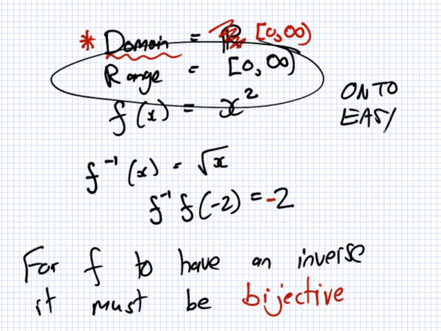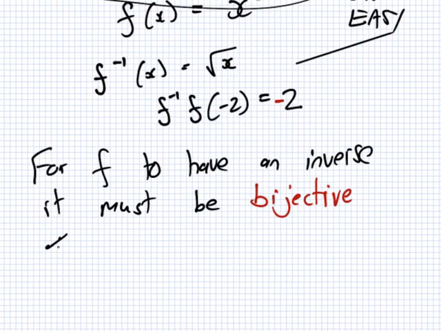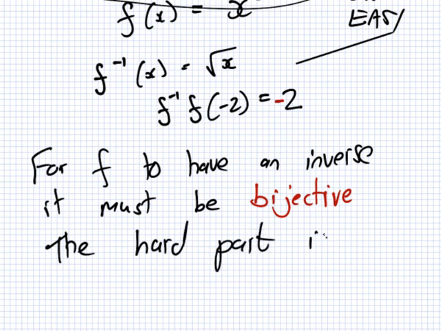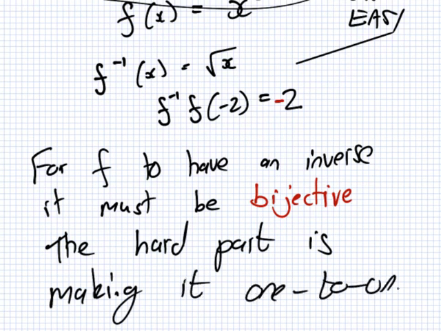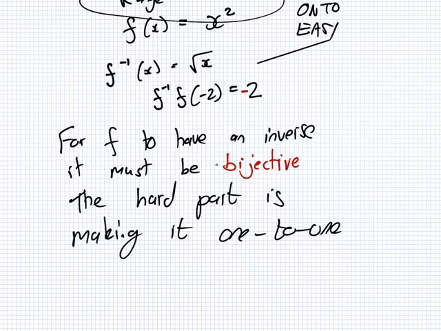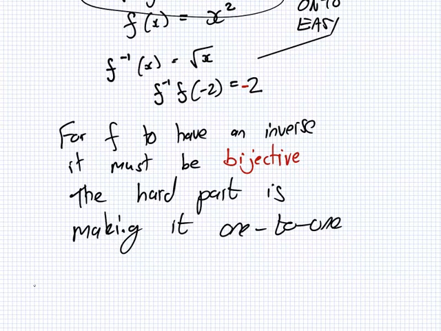What's the hard part? The hard part is the one-to-one. If I use all real numbers, it's not one-to-one, it is many-to-one. So the hard part is making it one-to-one. We must make it one-to-one. That's the hard part. Let's have a look at an example.